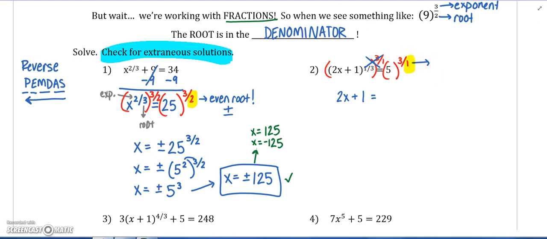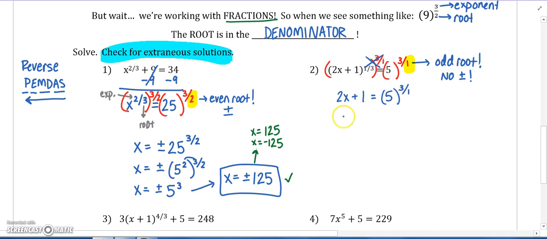But on the other side, before I continue, I want to check to make sure what my root is. Because again, remember, if it's even, I need to plus or minus. Well, my root here, the bottom, is 1. 1 is an odd number. So since it's an odd root, I do not need the plus or minus. So I just have 5 to the 3/1. Remember, 3/1 is just 3. So 5 to the 3rd just ends up being 125. And now we just have a linear equation to solve. So I would subtract 1 and get 2x equals 124. And then divide both sides by 2.